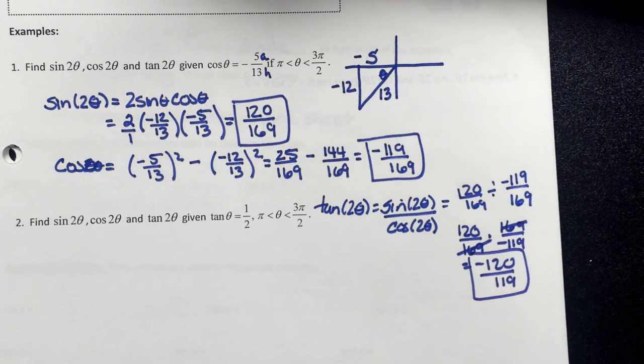So if you can find the sine of 2 theta and you can find the cosine of 2 theta, then the tangent of 2 theta, you just divide those 2 ratios. All right, any questions on example 1?